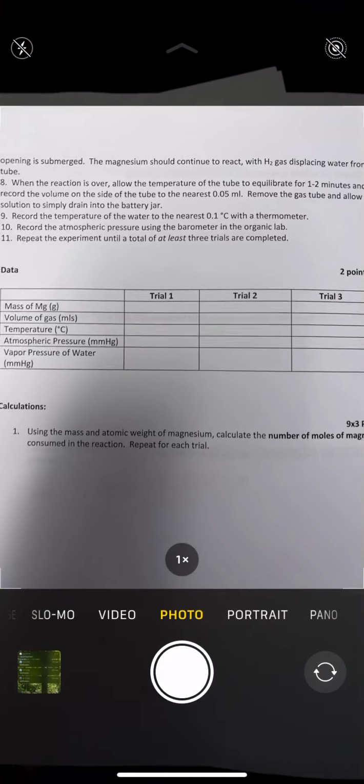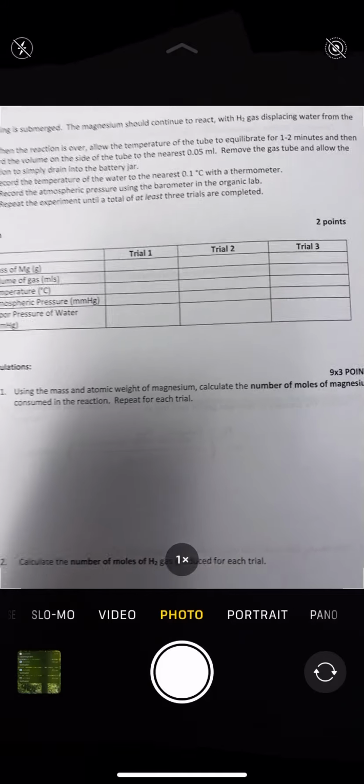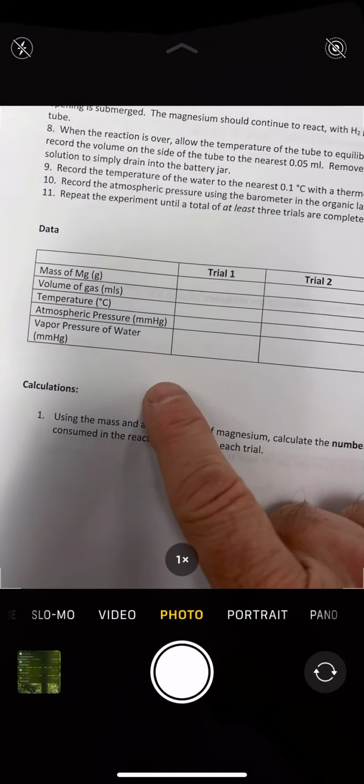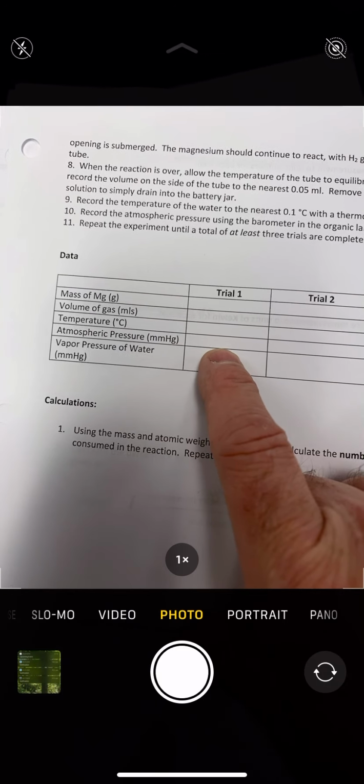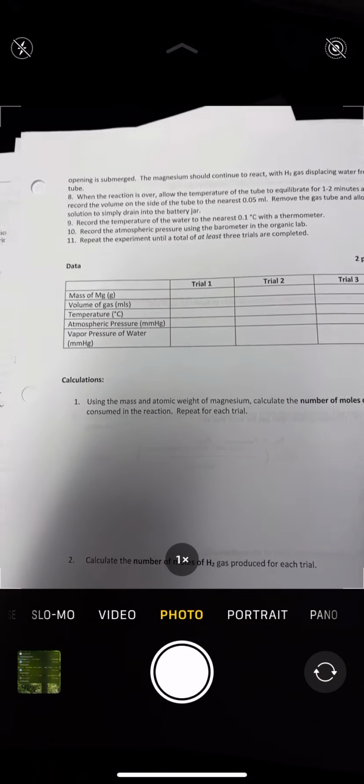You're going to need that pressure, and it goes on your data sheet. So this is page 1. The back is page 2. The next page is your data sheet. So on your data sheet, atmospheric pressure is millimeters of mercury right here. Vapor pressure of water, we get that from the temperature in the room.